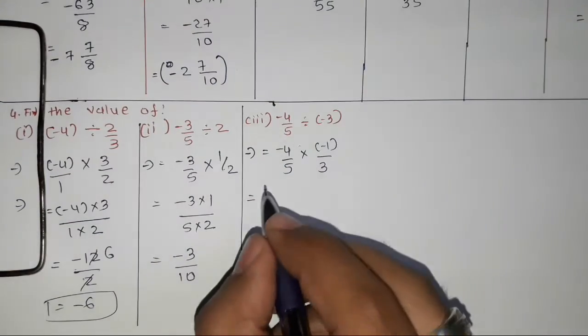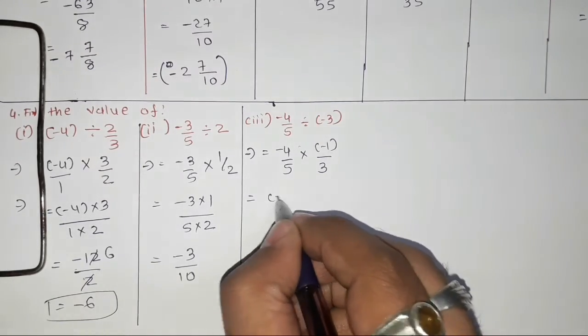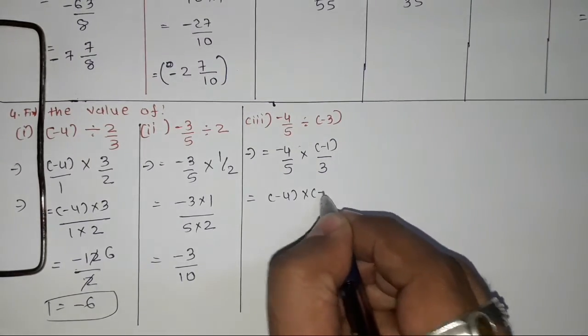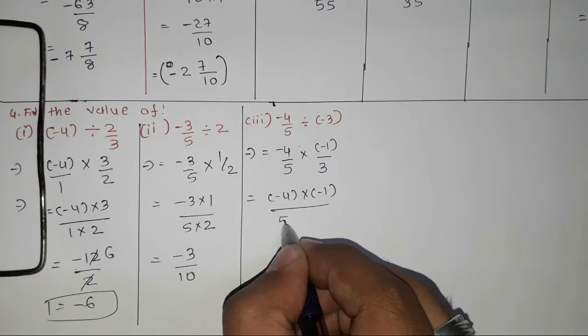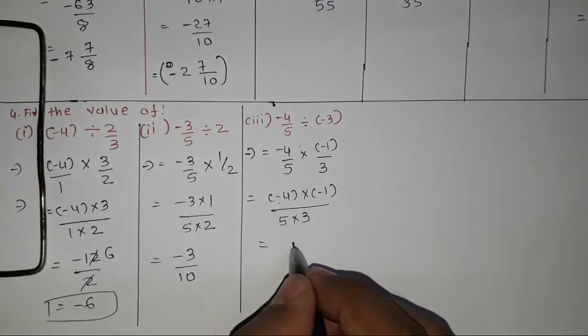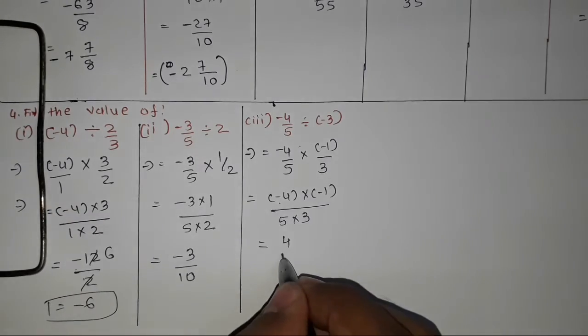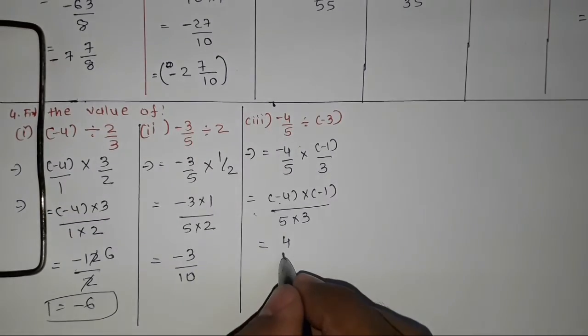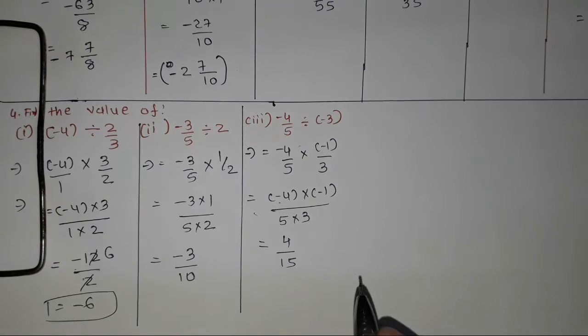So now we can directly multiply numerator with numerator. So minus 4 multiplied by minus 1 divided by 5 multiplied by 3. So minus 4 into minus 1 will become positive 1, because minus minus is plus, upon 5 threes are 15. So that is our answer.